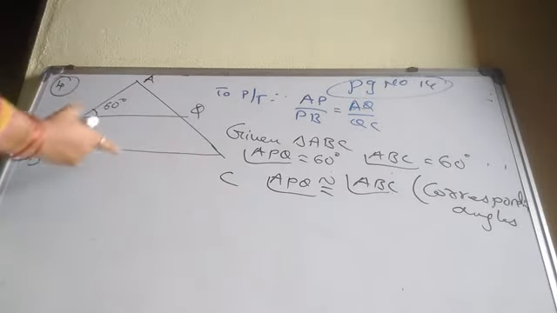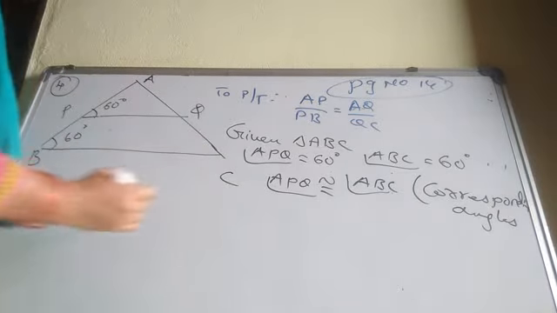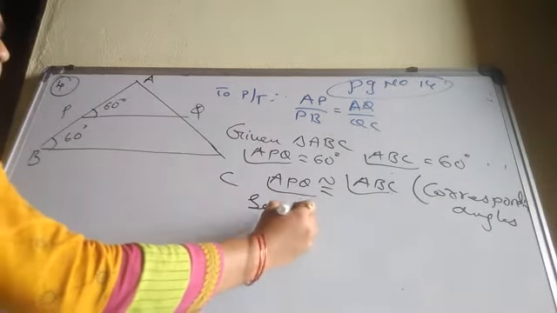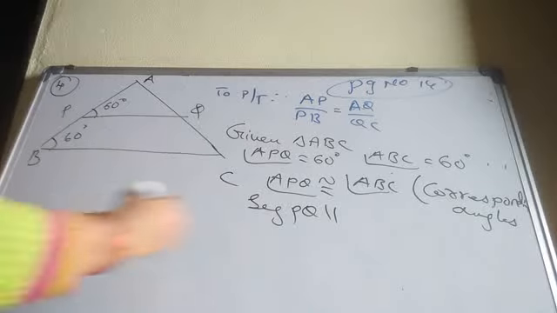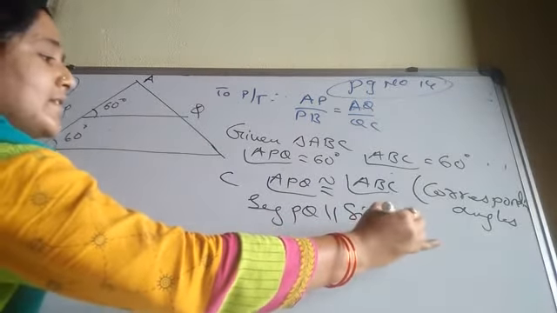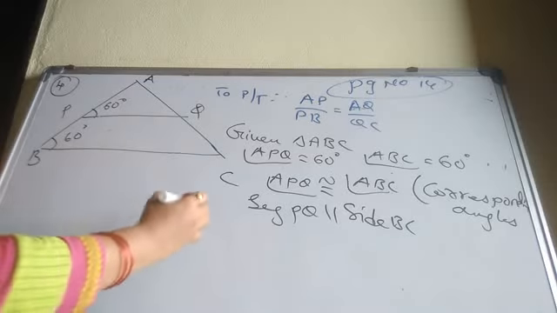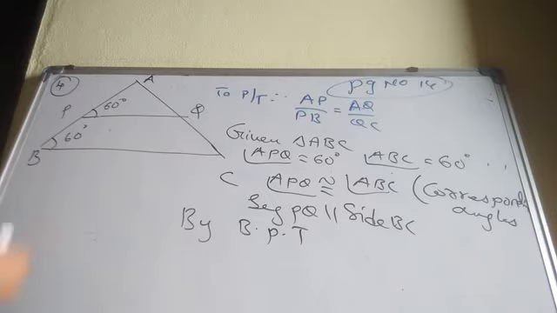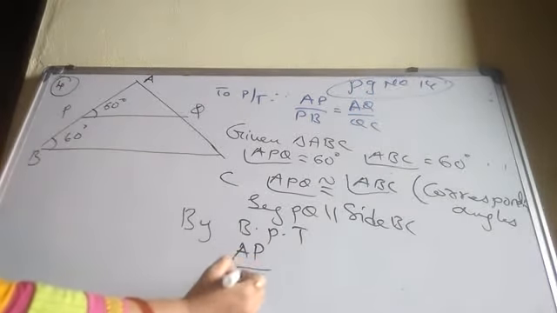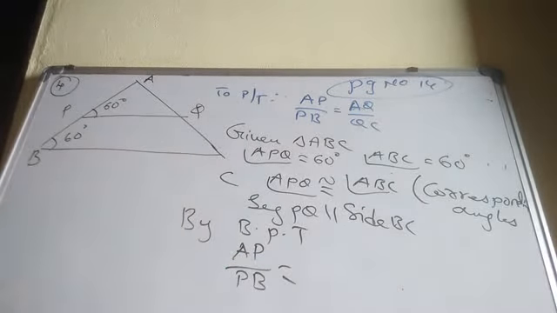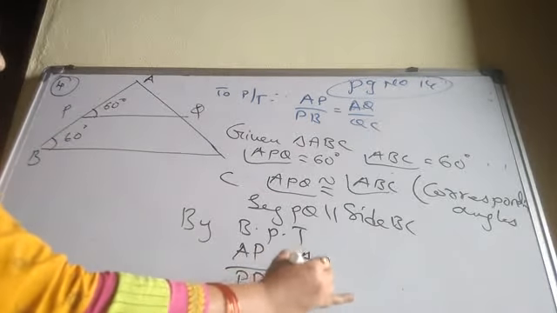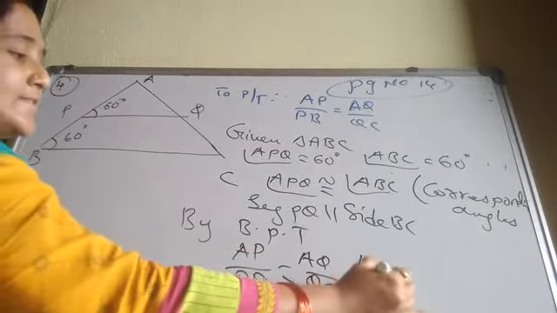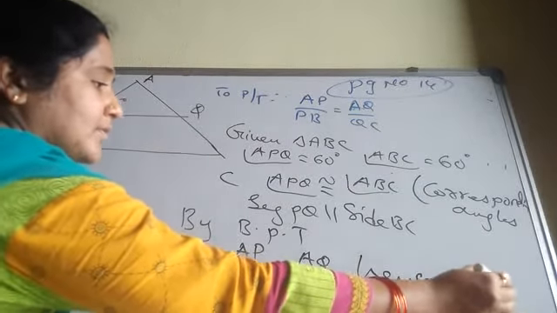Then these two lines will become parallel or no? Segment PQ is parallel to side BC. When these two lines are parallel, by BPT, basic proportionality theorem, I can write directly AP upon PB equal to AQ upon QC. Hence proved.